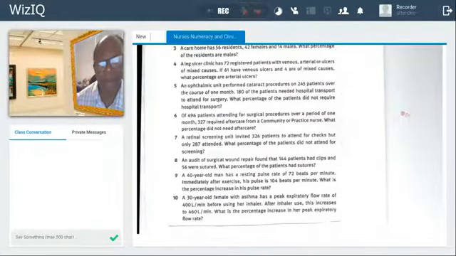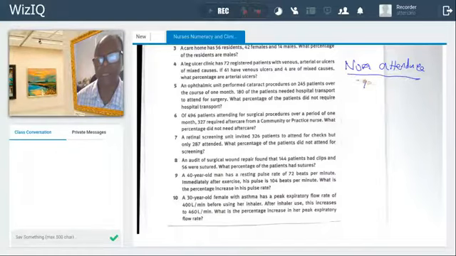Seven. Okay. So retinal scanning unit invited 326 patients to attend for checks, but only 287 attended. What percentage of patients did not attend? So we have non-attenders, divide by total, times 100.